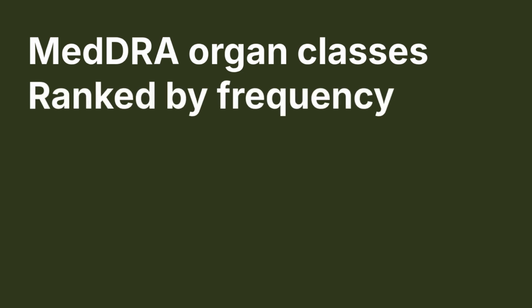Adverse reactions in Section 4.8 are presented by MedDRA System Organ Class. Within each class, they are ranked by frequency and then by decreasing seriousness within each frequency band. Very common means 1 in 10 or more. Common means 1 in 100 up to 1 in 10. Uncommon means 1 in 1,000 up to 1 in 100. Rare means 1 in 10,000 up to 1 in 1,000. Very rare is below 1 in 10,000. And not known is used when frequency cannot be estimated.